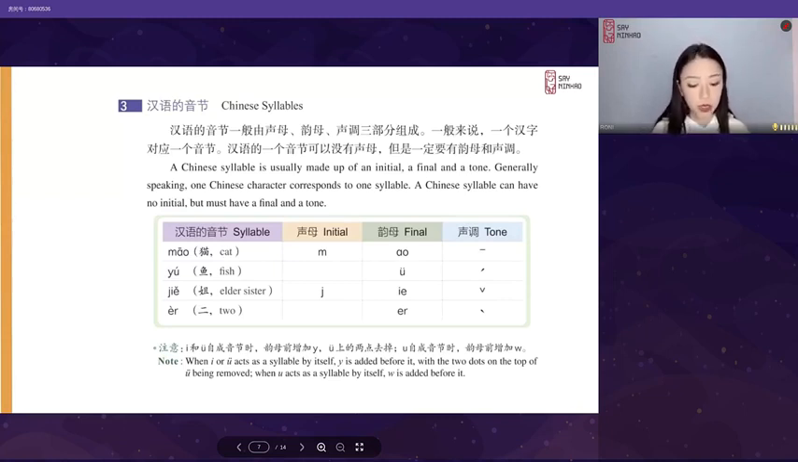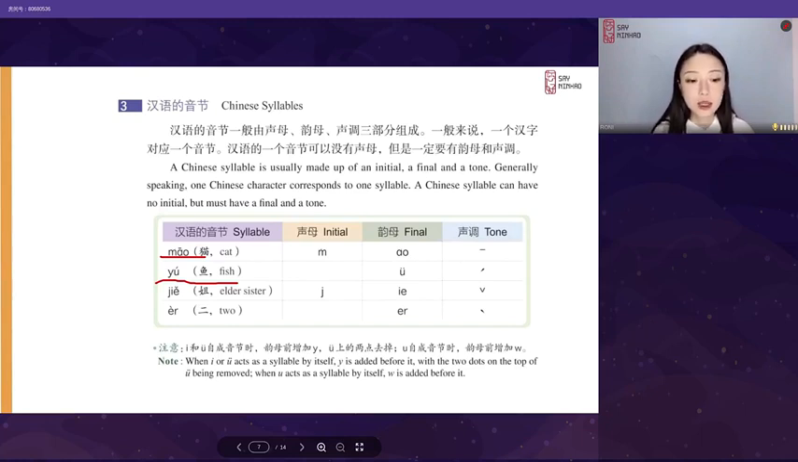What makes the Chinese syllable? First one is mao, okay, mao here. Mao is a first tone word, and it is combined by the initial m and the final ao. M, ao, mao, and the tone is the first tone. Mao, which means cat. Now, second one is yu.